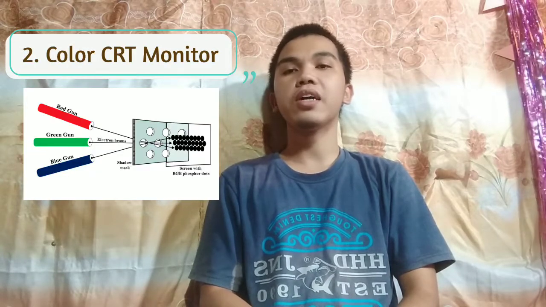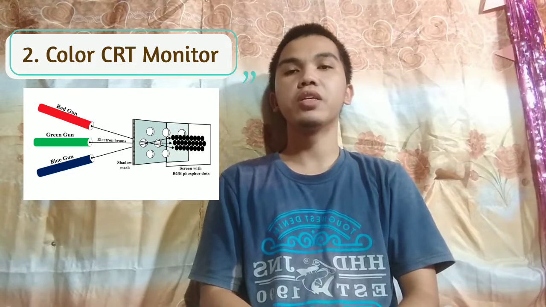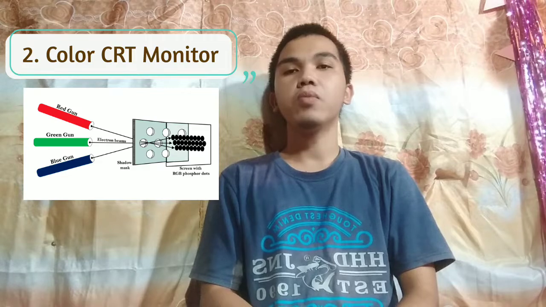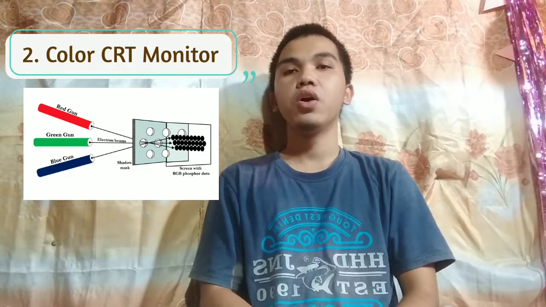It is similar to a CRT monitor. The basic idea behind the color CRT monitor is to combine 3 colors, mainly red, blue, and green. By using these 3 colors, we can produce millions of different colors.